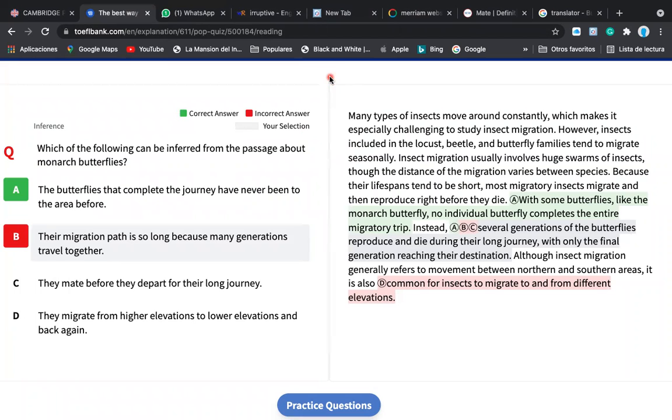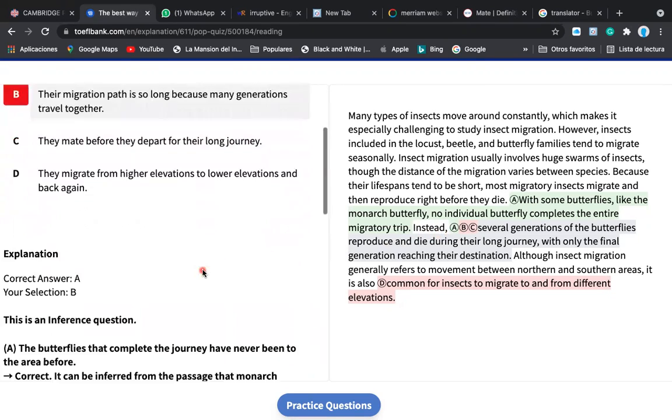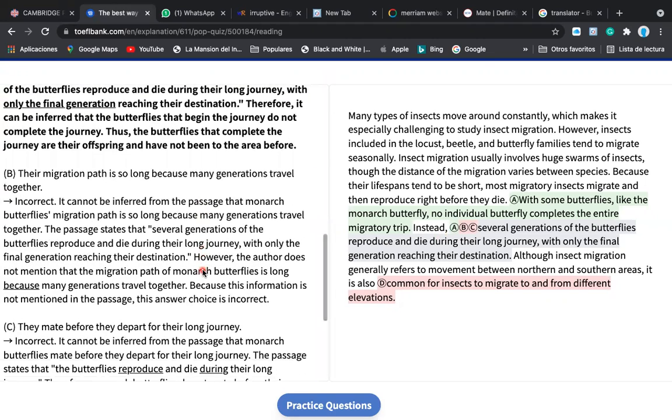It says the butterflies that complete the journey have never been to the area before. With some butterflies like the monarch butterfly, no individual butterfly completes the entire migratory trip. So I'm supposed to understand that from this text to lead me to the right answer, right? With some butterflies like the monarch butterfly, no individual butterflies complete the entire migratory trip. And then here, let's start. So let's check why my answer was not correct.